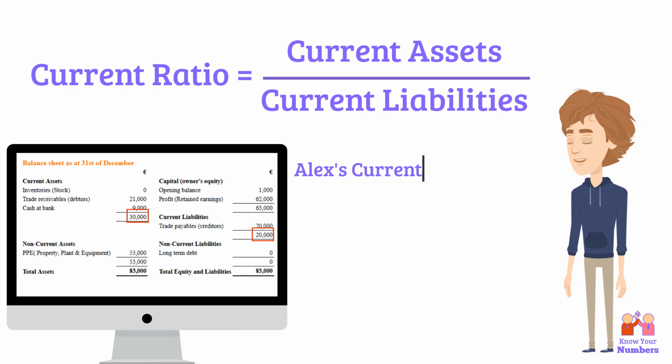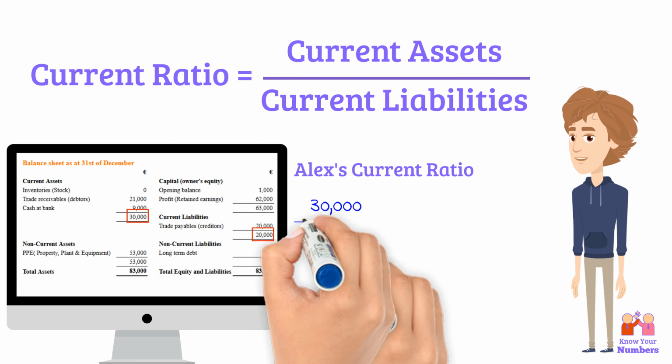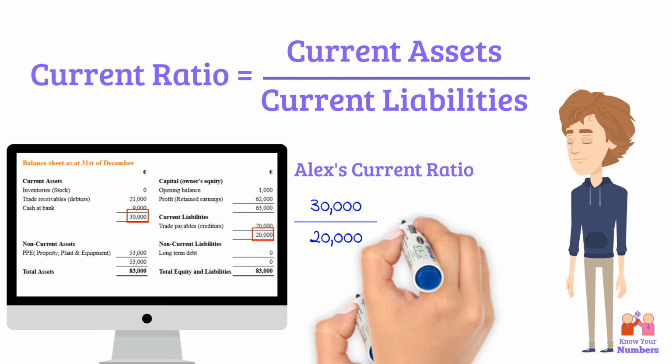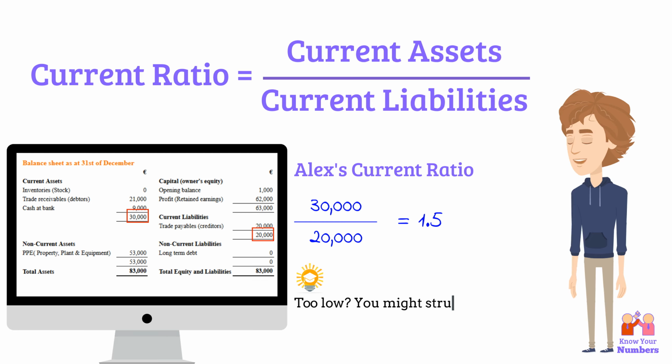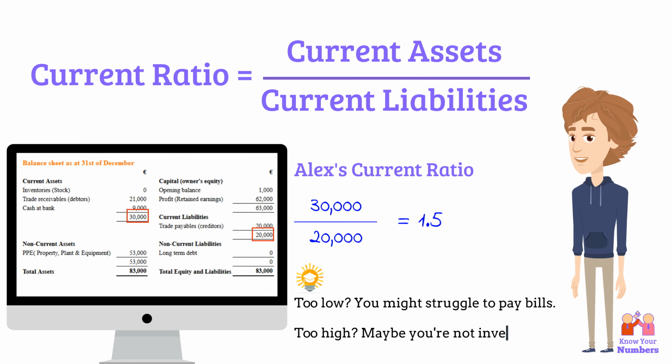So, my current ratio is 30,000 euros divided by 20,000 euros. That gives me 1.5. That means I have €1.50 in assets for every €1 I owe. Feels good to know I've got some breathing room.